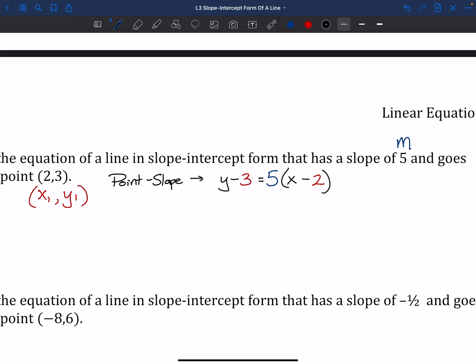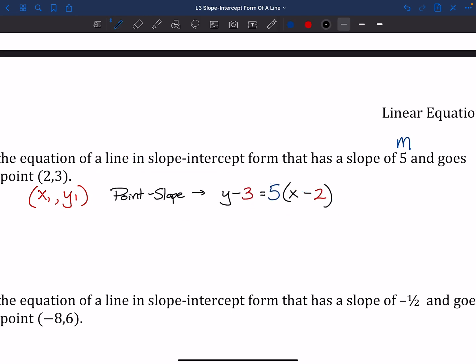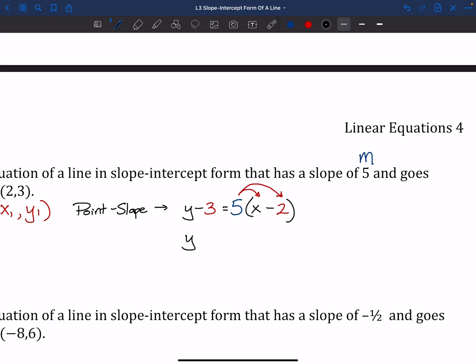So I've got it in point slope form, but I want to get it into slope intercept form. Honestly, all I'm going to do is the same thing as what we were just working on a minute ago. I'm just going to take this equation and solve it so that y is by itself and those parentheses are gone. First step, I'm just going to distribute that 5 into there. We're going to get y minus 3 equals 5x minus 10.